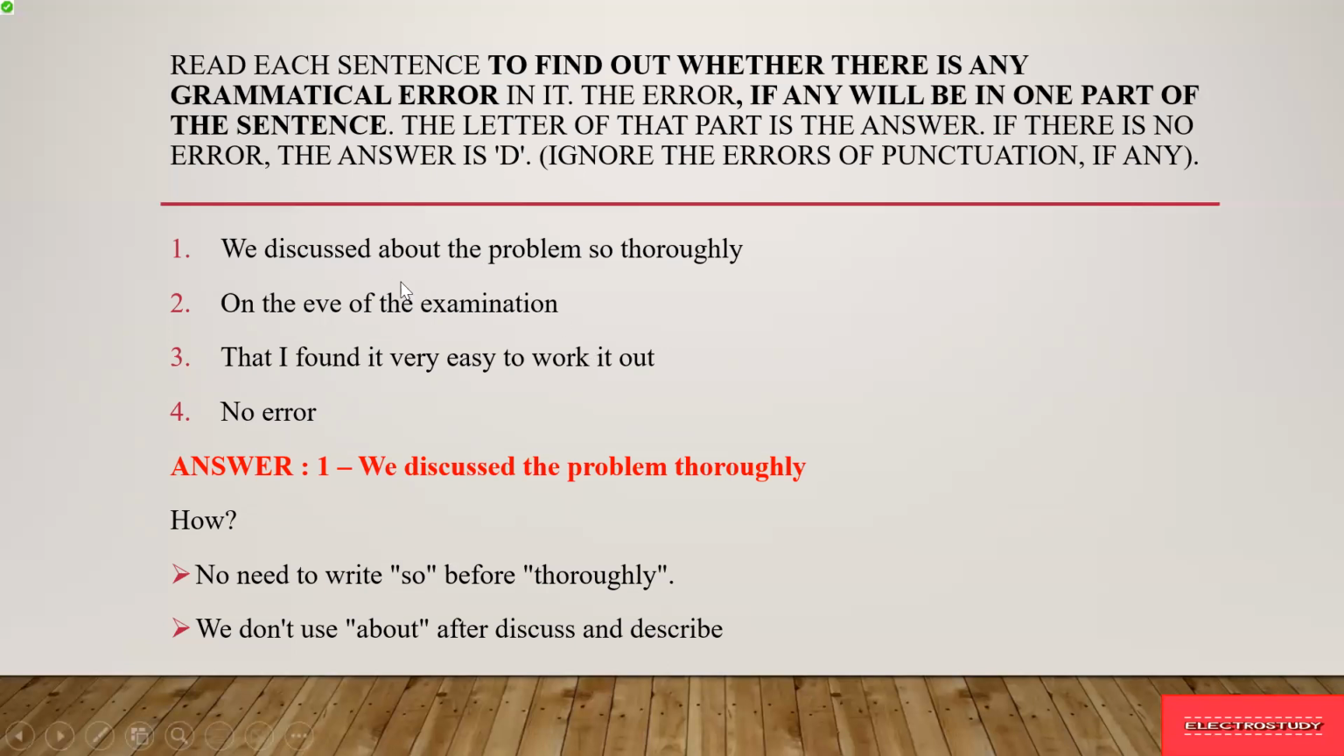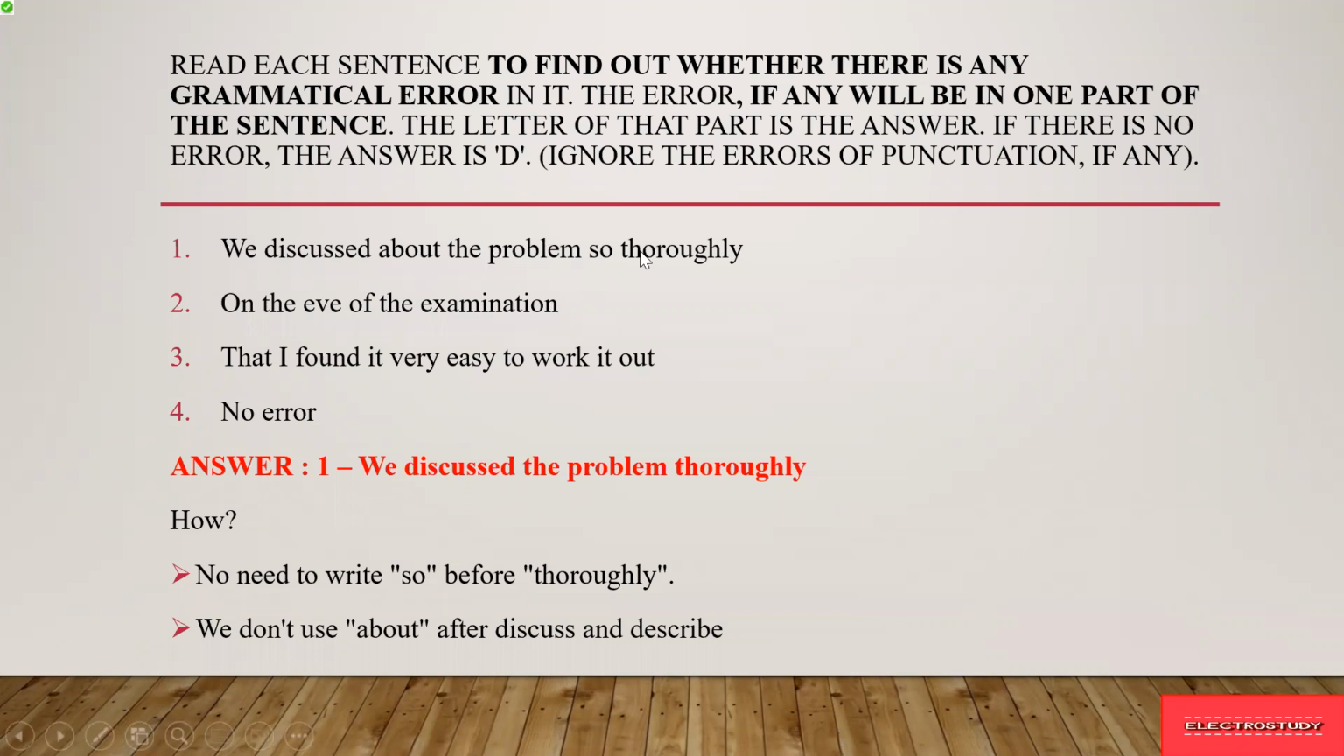But see the first one, we discussed about the problem so thoroughly. Why is this much punctuation added, this much of adverbs or something is added? We discussed the problem thoroughly. Already you are discussing the problem, then about will not come. See, when you are discussing about something in particular, we discussed something in a meeting, there you can tell about what particularly. Here you are just describing that you are discussing a problem. So there about will not come.